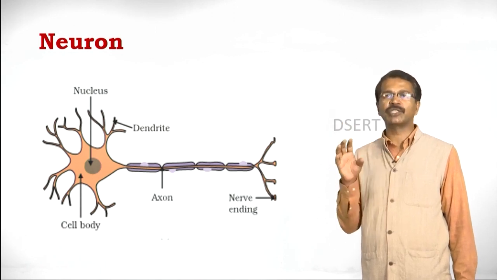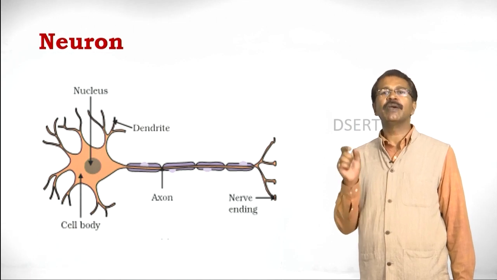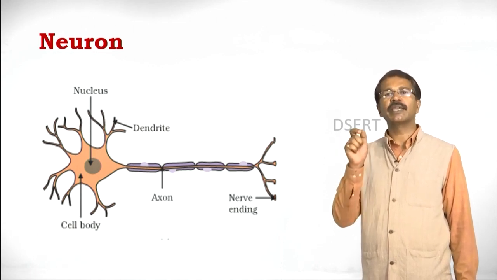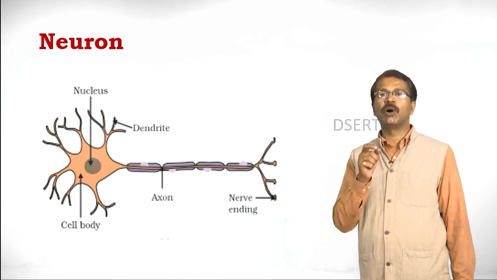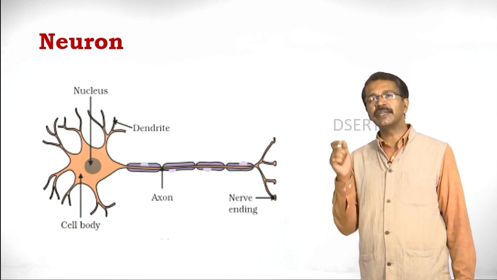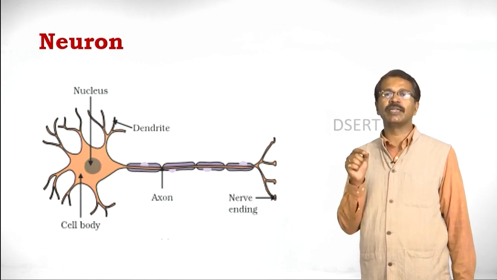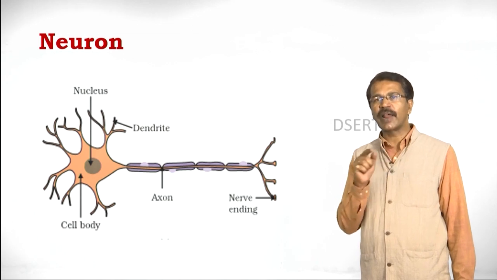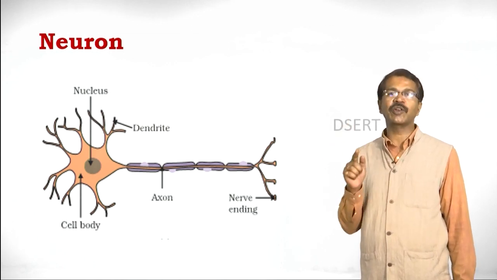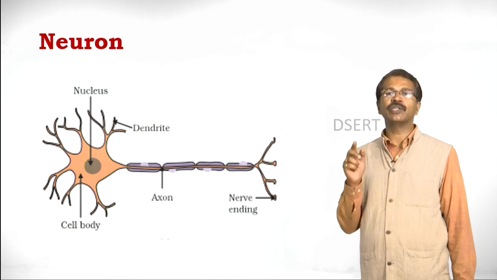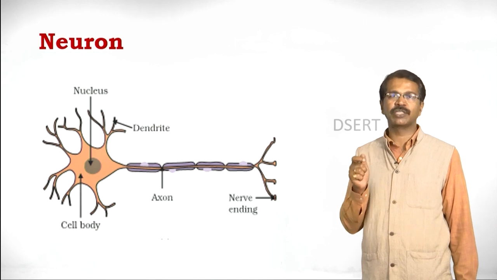This complete structure is involved in the transfer of messages. The dendrites receive chemical messages. That chemical message passes through the cell body and through the axon and reaches the nerve ending in the form of a nerve impulse. That nerve impulse is transmitted as an electrical impulse. It is an electrical signal; it is actually the exchange of ions that occurs in the neuron cell.